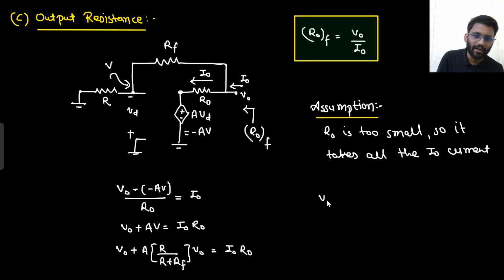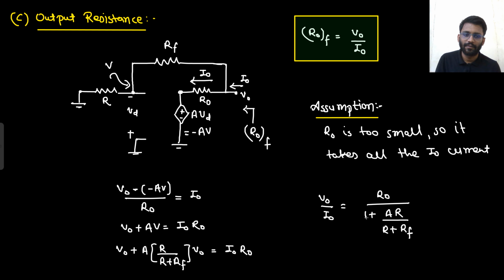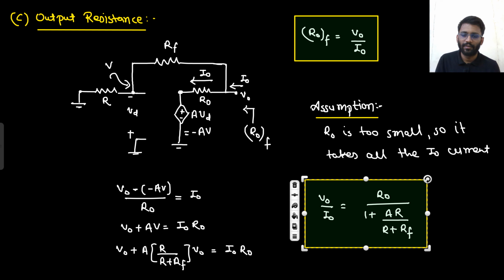So what will be your V naught by I naught? That would be R naught upon 1 plus AR upon R plus RF. That's it. This is your R naught. 1 plus AR upon R plus RF.